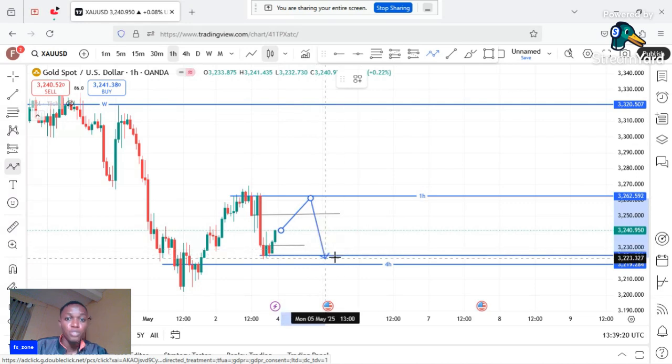Then if it's from the 4 hour zone, let's say it comes to this place and it wants to go up. We have our 4 hour zone somewhere around here.